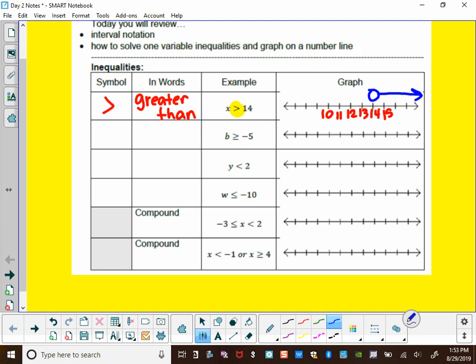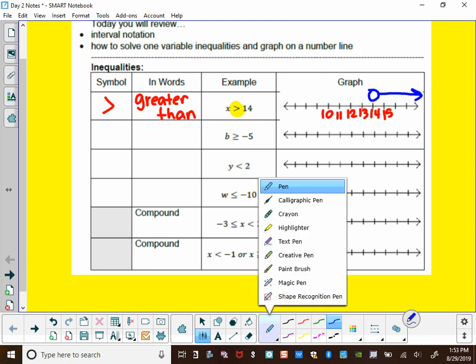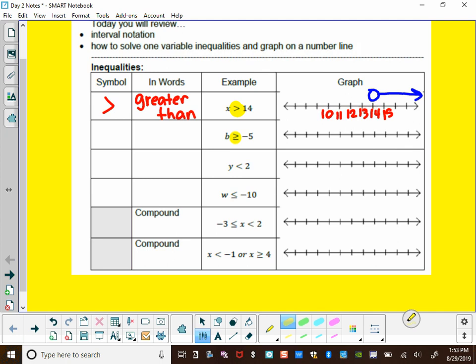Let's look at the second one. What's my symbol here? Greater than or equal to. So you can write greater than or equal to. You can abbreviate that so you don't have that much space.